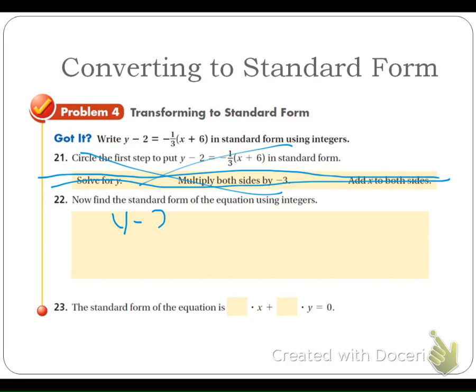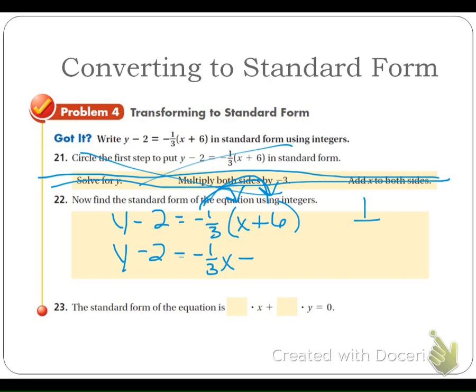I'm going to rewrite the problem. To convert this to standard form, we would have to use the distributive property here to get rid of the parentheses. Y minus 2 is equal to -1/3 x. A negative times a positive equals a negative. Okay, so -1/3 times positive 6, as I said, was a negative. And then you need to multiply 1/3 times 6. I'm going to do that off to the side here.